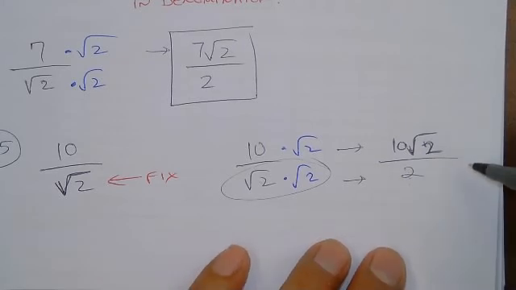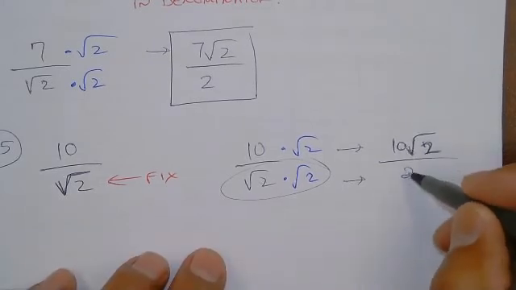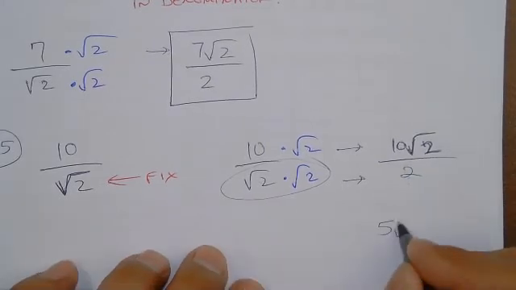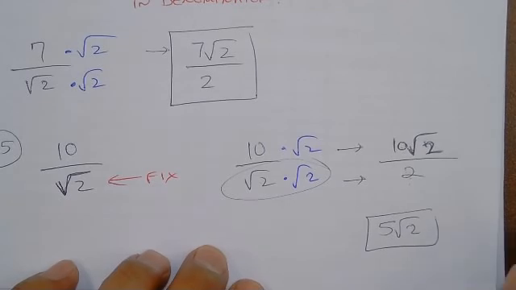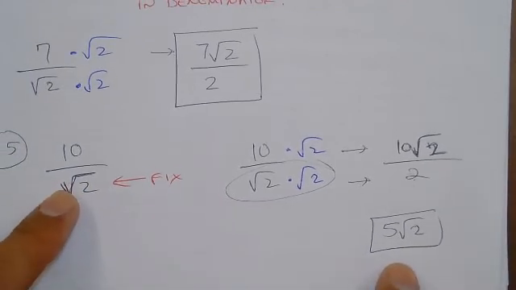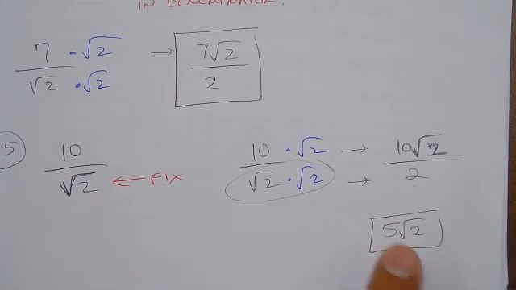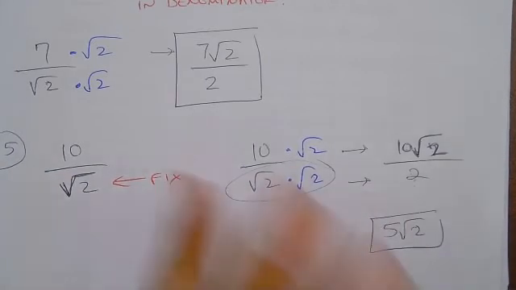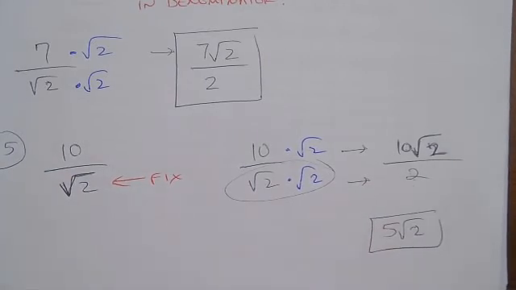What? Your final answer is what? The 10 and the 2 can divide. The final answer is 5 root 2. You see, these don't look the same, but they have the same value. If you go to the calculator and you put 10 divided by the square root of 2, you look at that number, and then you put 5 times the square root of 2. It's exactly the same number. Okay? It's the same value.